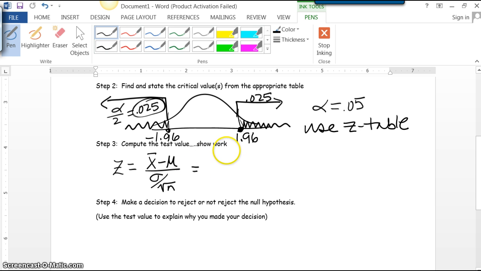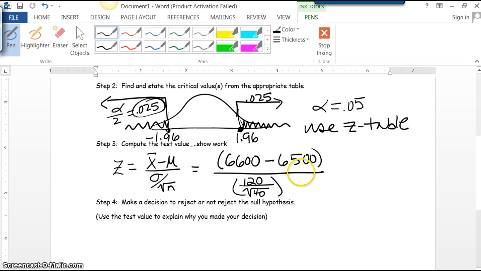So I'm going to take my sample mean that she got from her 40 households. You subtract away the hypothesized mean. The standard deviation was 120 over the square root of the sample size. When you put this in your calculator, you'll get a 5.27. Now that 5.27 is over here on this picture. It's way over to the right of the 1.96.